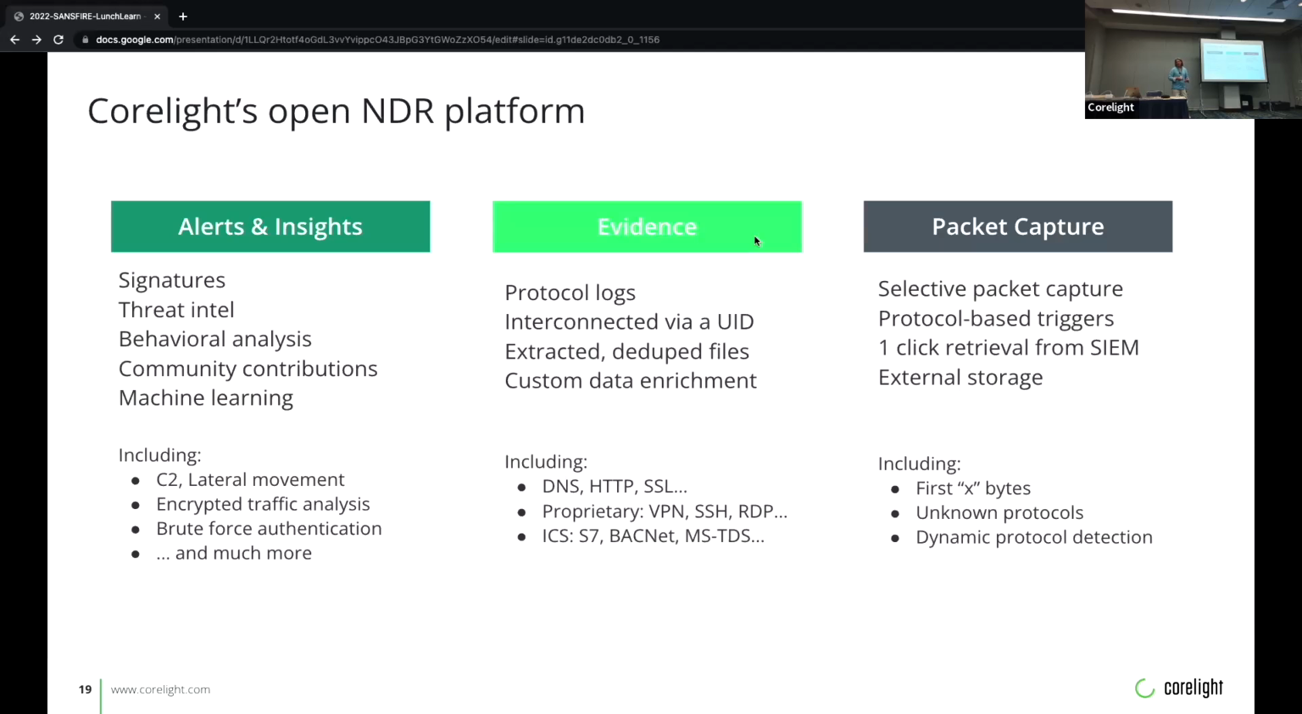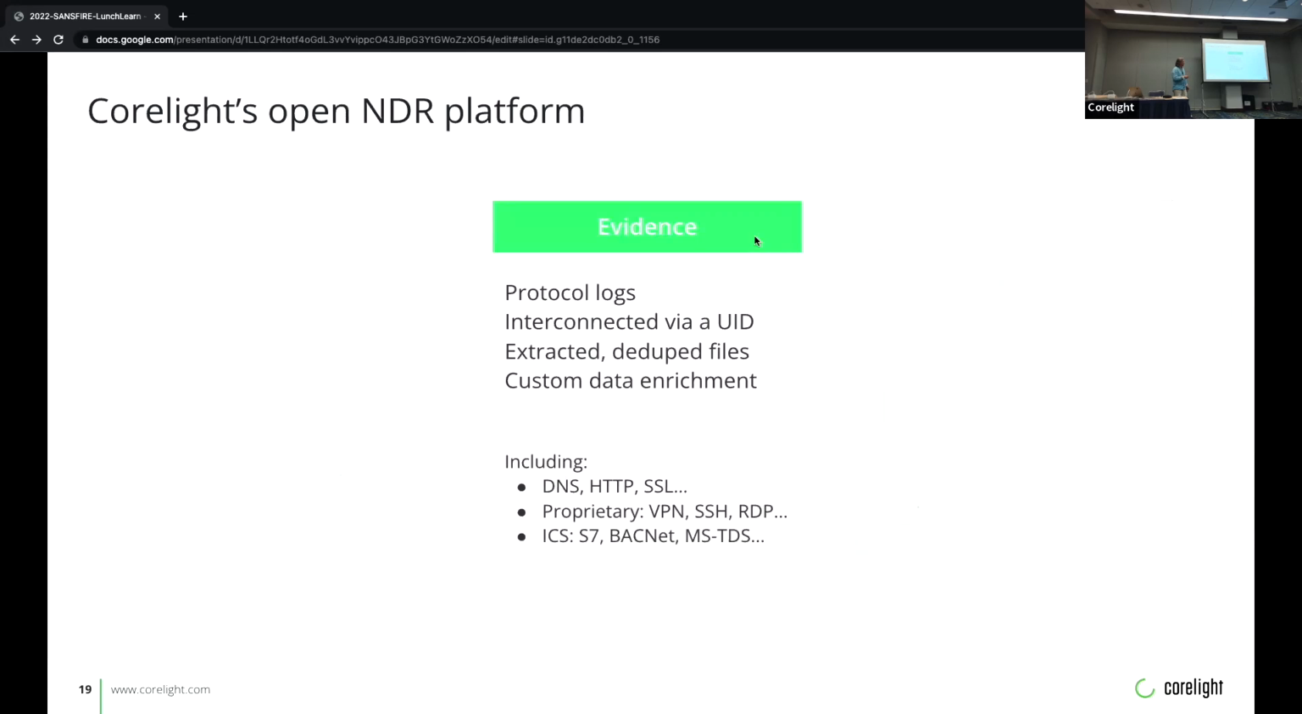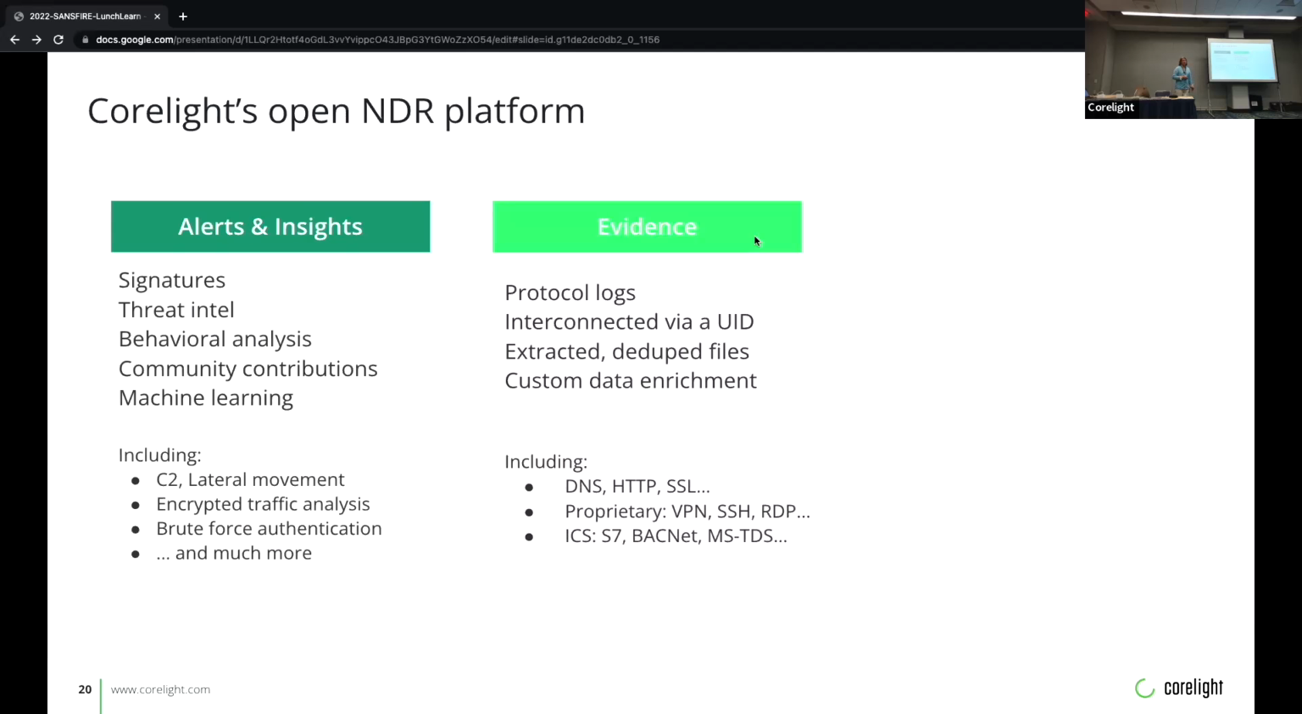So when we talk about Corelight, we've got the three pillars. We've talked a lot about evidence so far because we have protocol logs to show what's happening on your network, how you can pivot with a unique identifier, and we talked about custom data enrichment. So it's a lot more useful coming through, and we can do a lot of protocols. I mean, there are additional ones. You can write custom protocols. Pretty cool. What we haven't talked a lot about are the signatures and the insights.